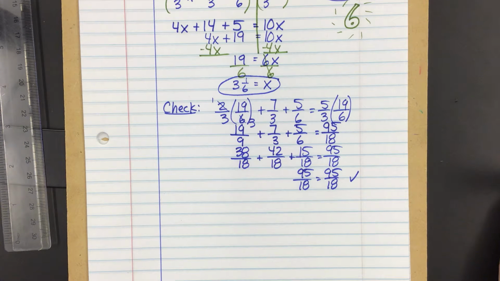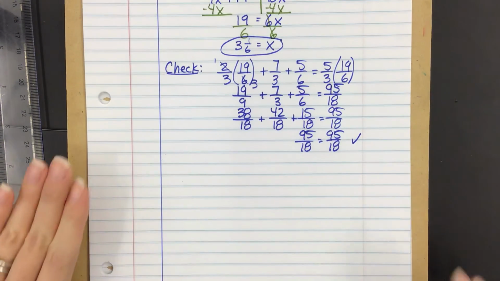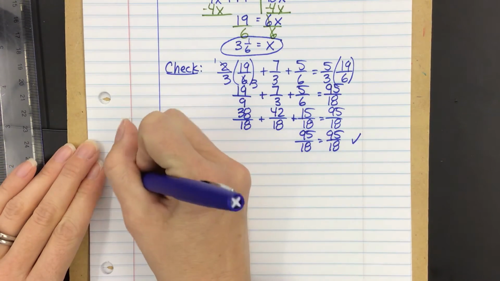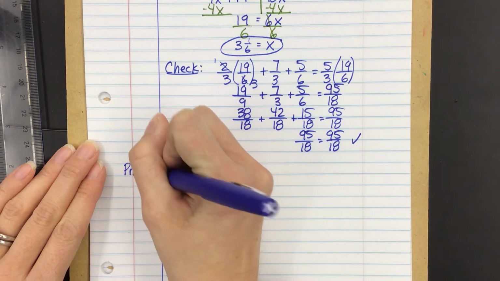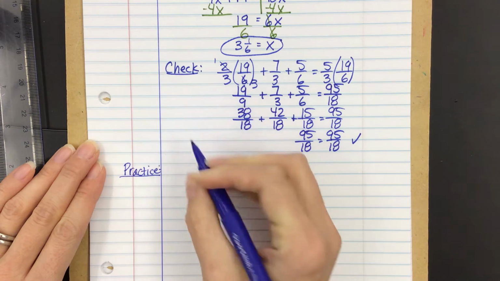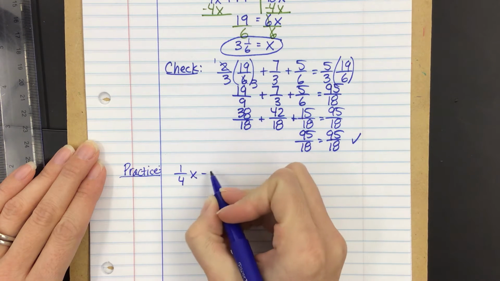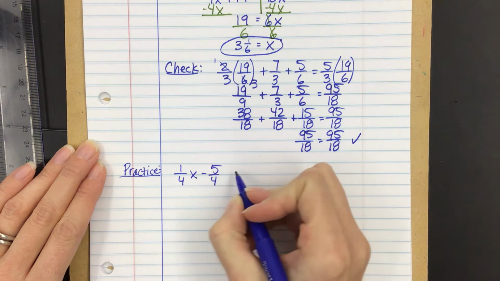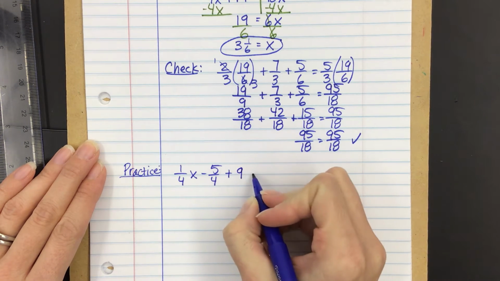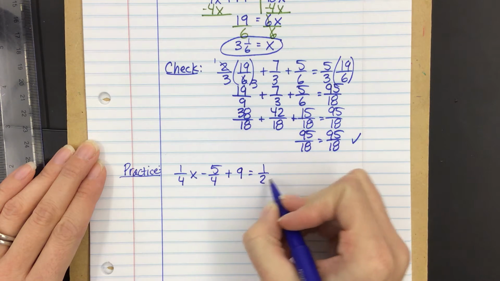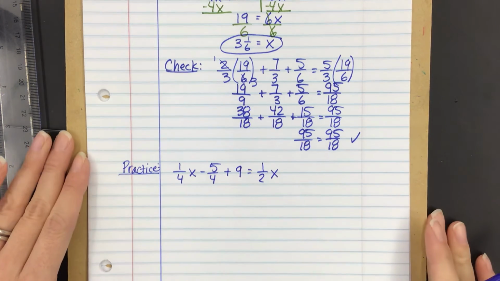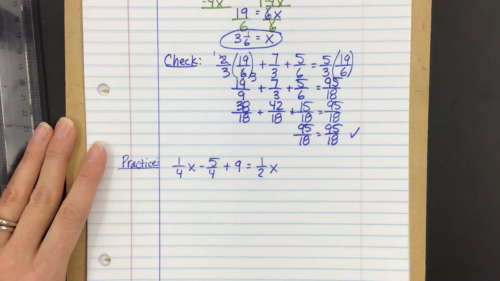Okay, I want you guys to practice. So let me give you a problem to do. So you're going to have 1/4 x minus 5/4 plus 9 is equal to 1/2 x. Okay, before you get started, what's going to be the least common denominator here? Show me on your hand. Awesome. Go ahead and get started. It's 4.